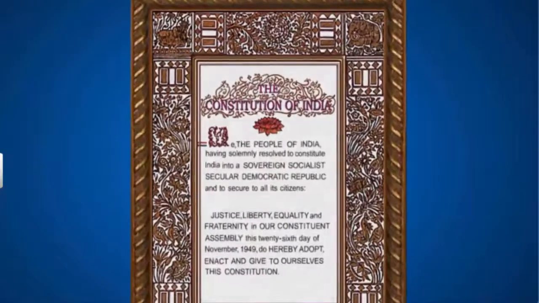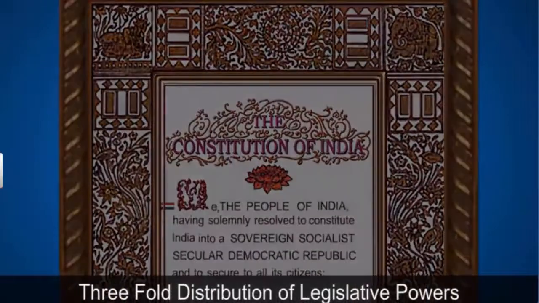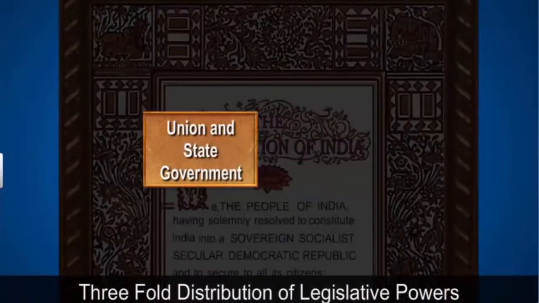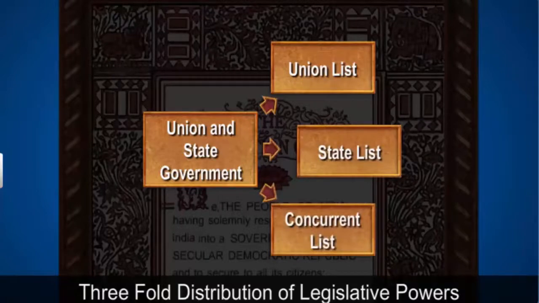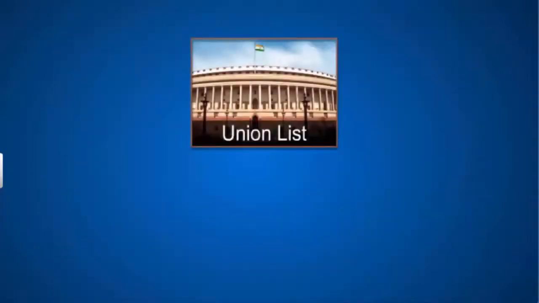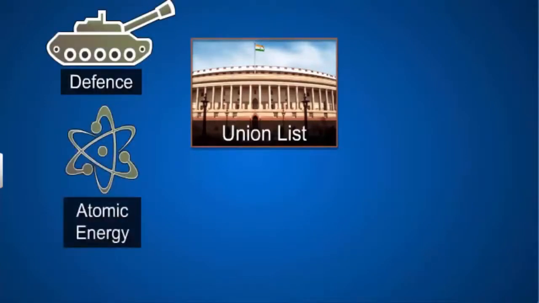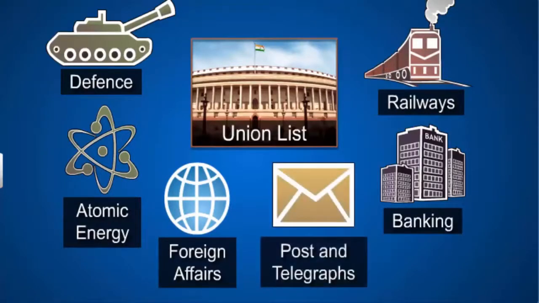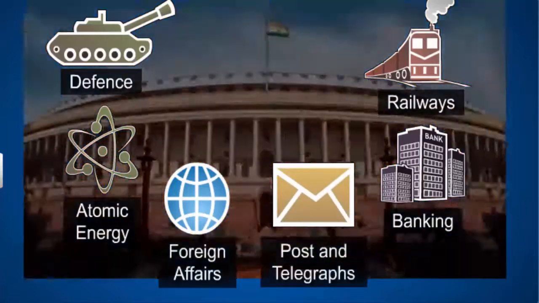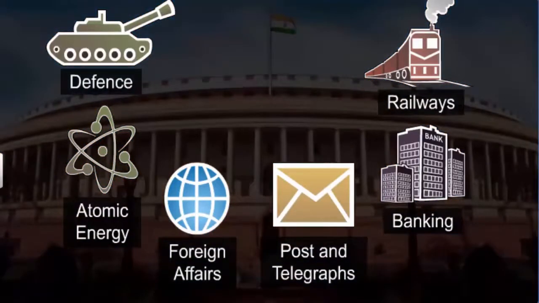The Constitution provides a threefold distribution of legislative power between the central and the state governments. Therefore, there are three lists, namely, the Union List, State List, and the Concurrent List. The Union List includes 97 subjects of national importance such as defense, atomic energy, foreign affairs, railways, banking, posts and telegraphs. These matters need a uniform policy throughout the country and are hence included in this list. Laws on these Union List subjects can solely be made by the Parliament.